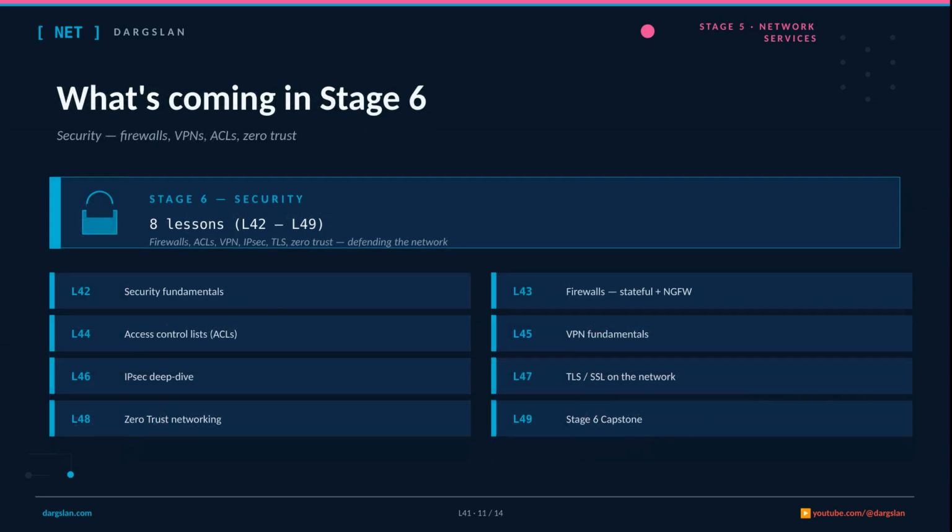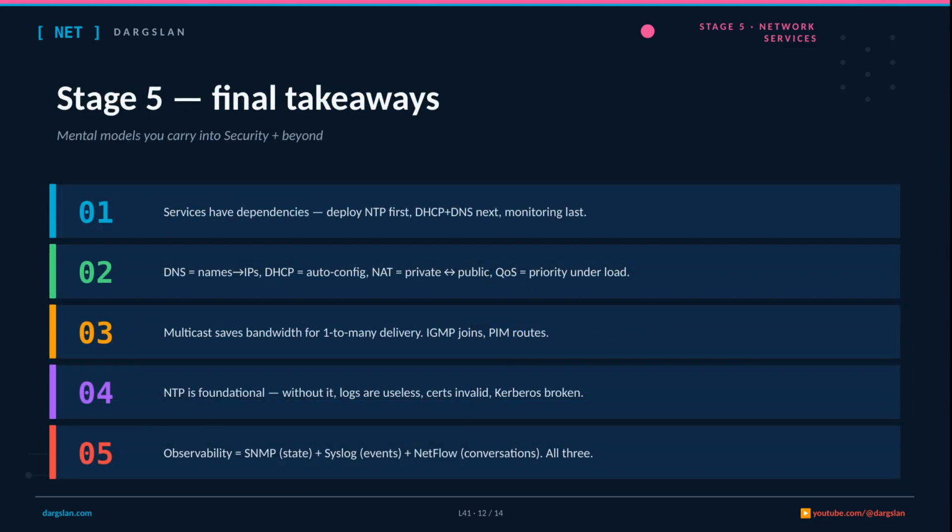Which brings us naturally to what's next. Stage 6 is all about defense. 8 lessons covering security fundamentals, stateful firewalls and next-gen filtering, ACLs, VPNs, an IPsec deep dive, TLS on the wire, and zero trust architecture before wrapping with a capstone of its own. If Stage 5 taught the network how to function, Stage 6 teaches it how to protect itself. Before we cross into that, let's lock in the mental models you're carrying forward.